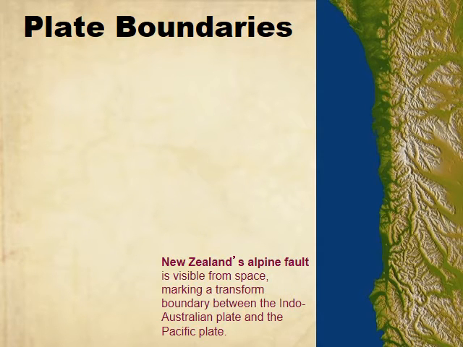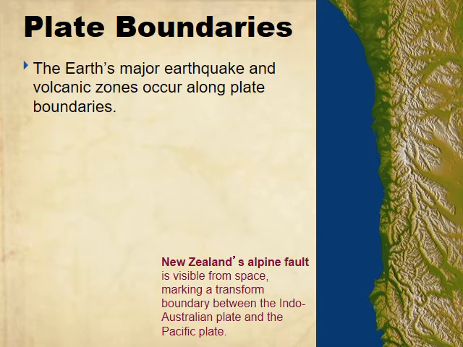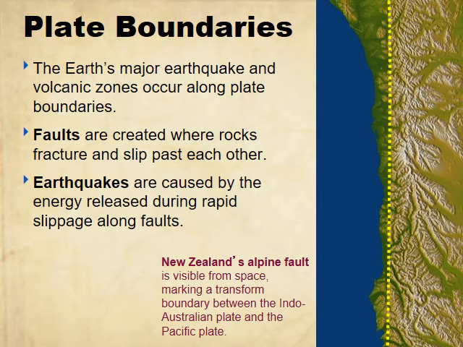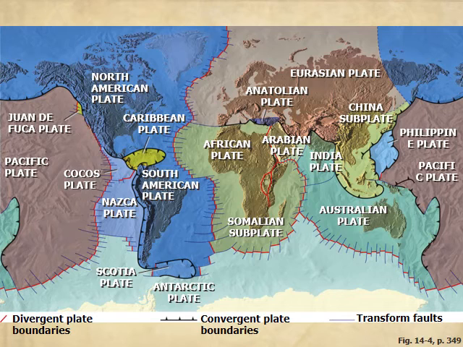Plate boundaries. We have 3 different types of plate boundaries. Okay. Faults are created where these rocks fracture and slip past each other. Usually there are earthquakes here. And there was just an earthquake in San Francisco, actually. A couple days ago, it was a 4 point something.